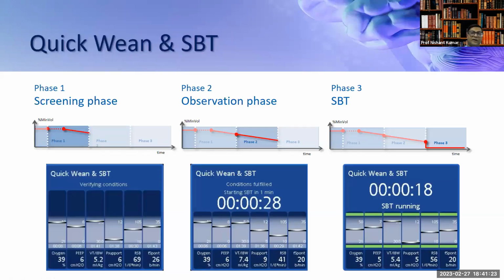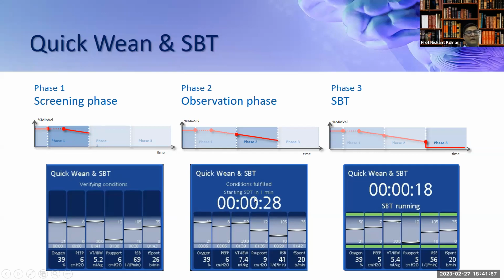Now, for weaning these patients, there's a screening phase wherein the ventilator first screens whether the patient is weanable or not, then puts the patient into spontaneous mode. It goes into the quick wean mode, and checks whether the conditions are fulfilled: oxygen, PEEP, rapid shallow breathing index, the tidal volume to ideal body weight, whether the tidal volume generated by the patient is adequate or not, pressure support is low or not, and the spontaneous rate is adequate or not.